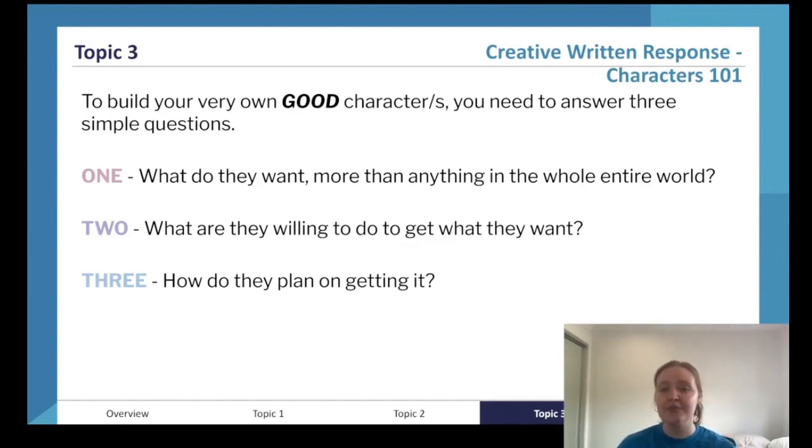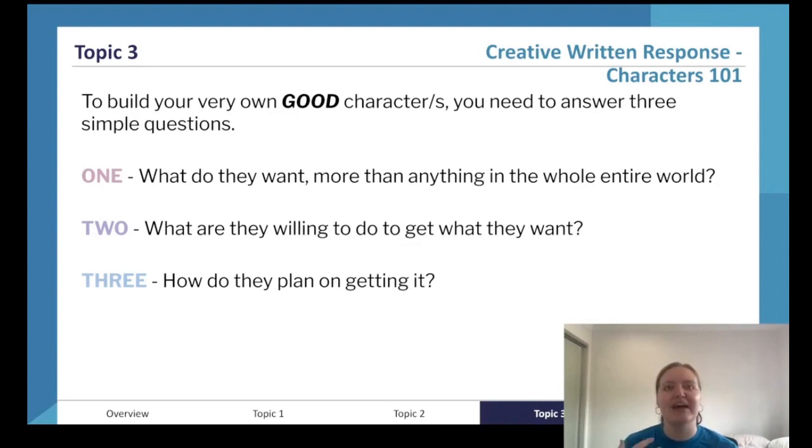I wasn't expecting that. Number 2, what are they willing to do to get what they want? Perhaps they want a Vegemite sandwich. That's all that they want in the world. You think, okay, if that is really truly all that this character wants in the world, that's a pretty simple kind of person, not too worried about things. But then you can learn a bit more depth about this character by answering the second question. What are they willing to do to get what they want? They're willing to kill someone. They're actually willing to murder someone to get a Vegemite sandwich. And then you think, oh, that's not what I expected them to be like. That's a bit scary. And then 3, how do they plan on getting it?